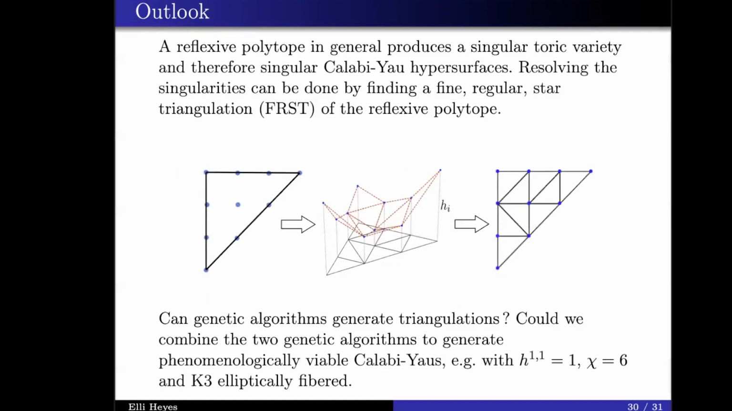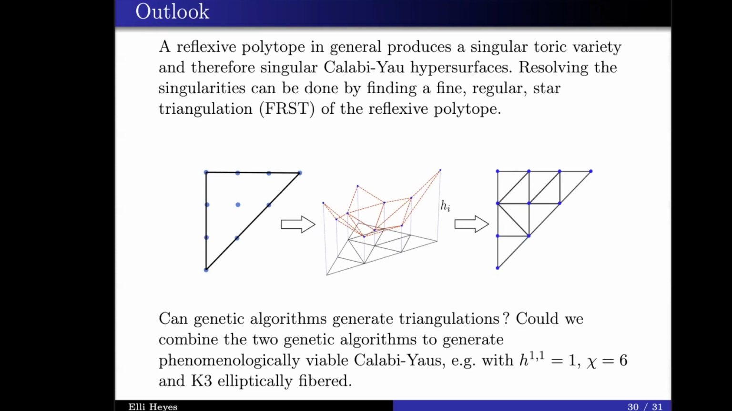In that vein, the next thing we're looking into is whether these genetic algorithms can also do triangulations of polytopes. I said earlier that in general, a polytope will give you a singular toric variety, and the Calabi-Yau hypersurface inherits these singularities. But taking certain triangulations, called fine regular star triangulations of the polytope, you can get a resolution of these singularities. So what do I mean by all these terms?